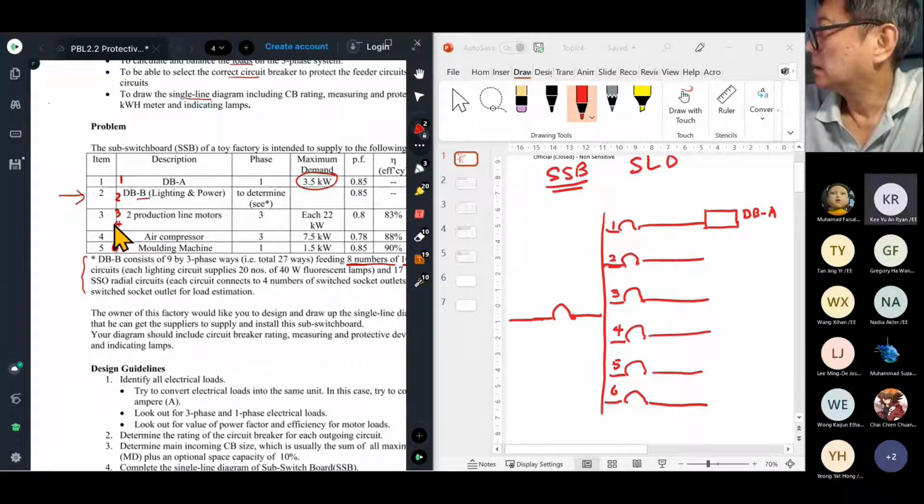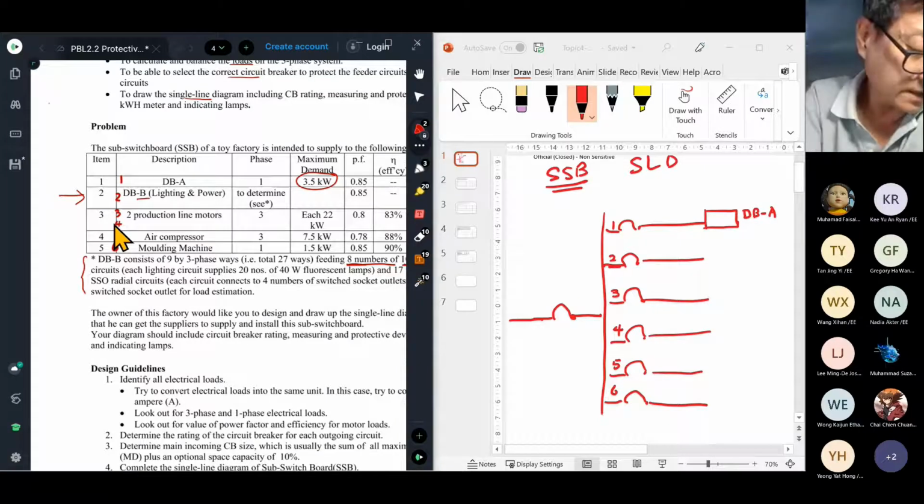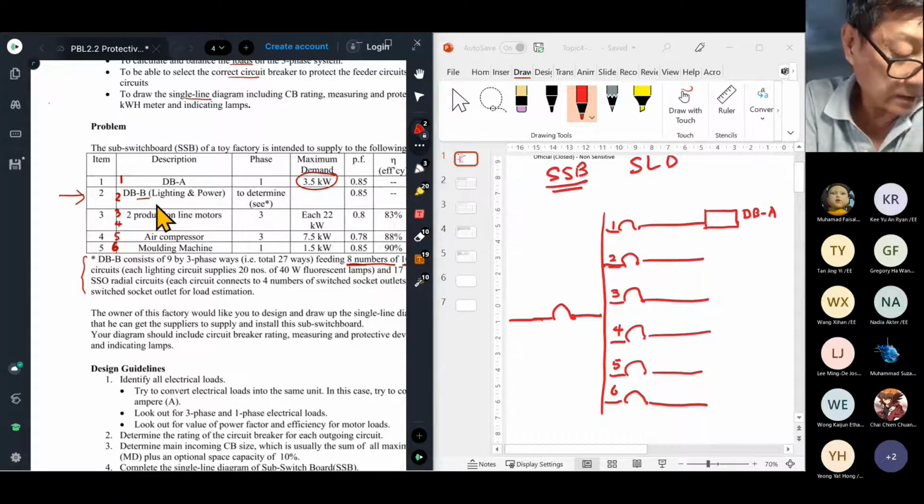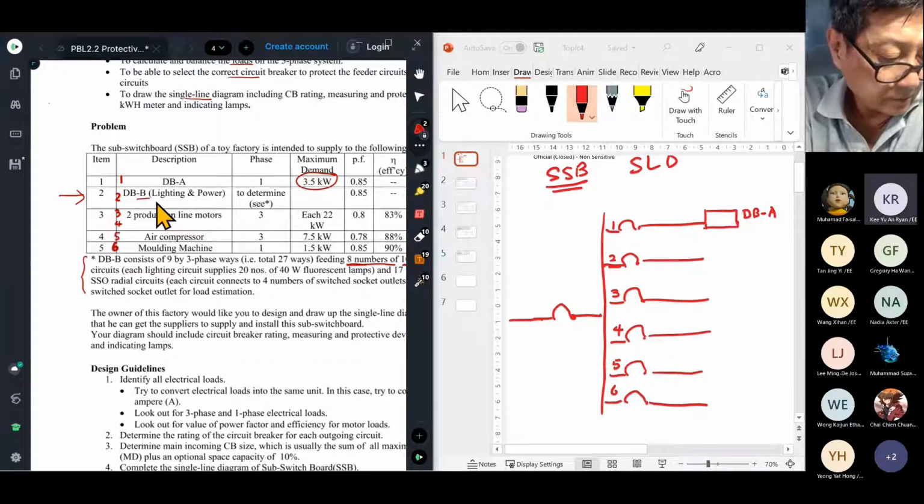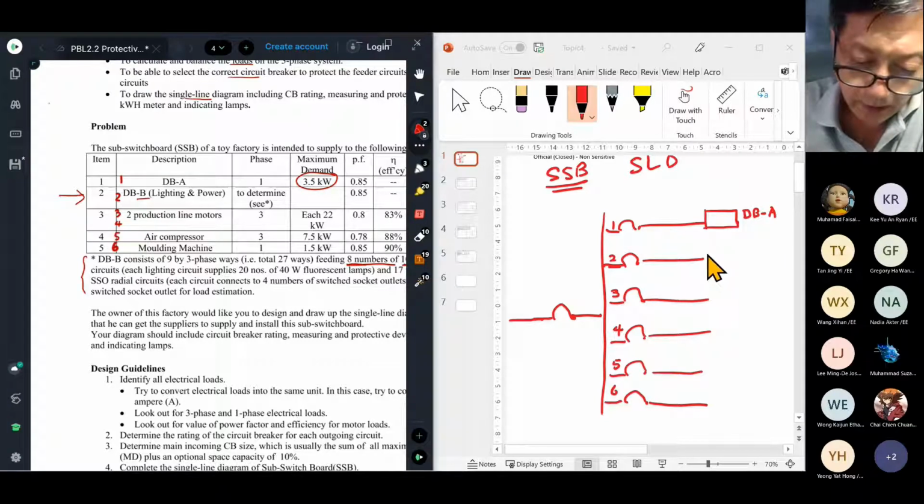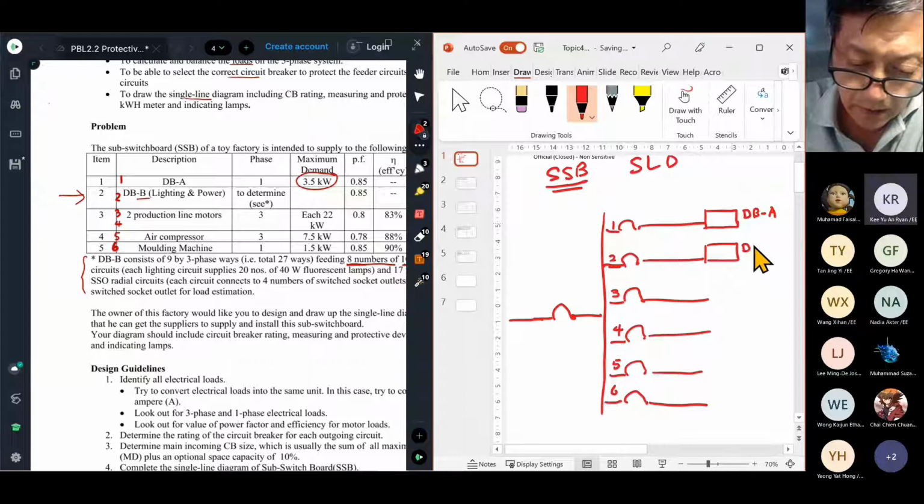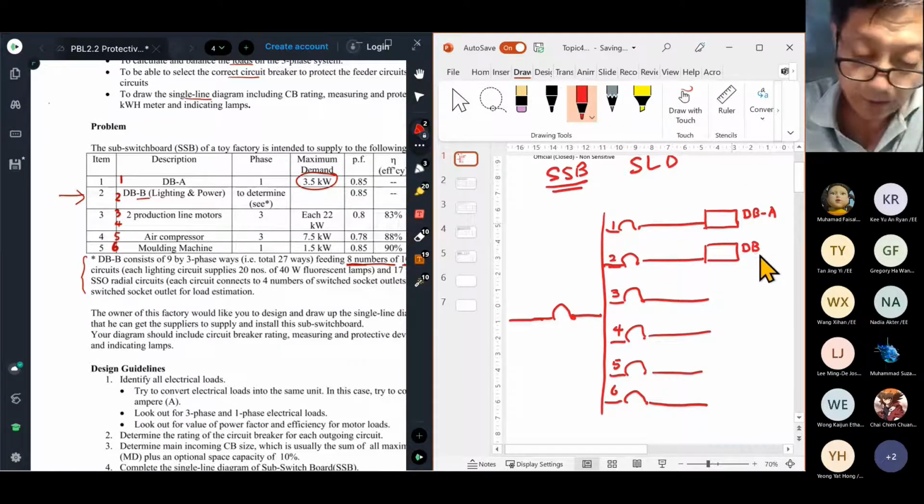Not sure, sir. You look at this. Circuit number 2 is the what? It's connected to what? Lighting and power. It's a DB again, right? Oh, okay. So it's a distribution board again. That's what I'm trying to clarify. That means this one comprises lighting and power circuits.